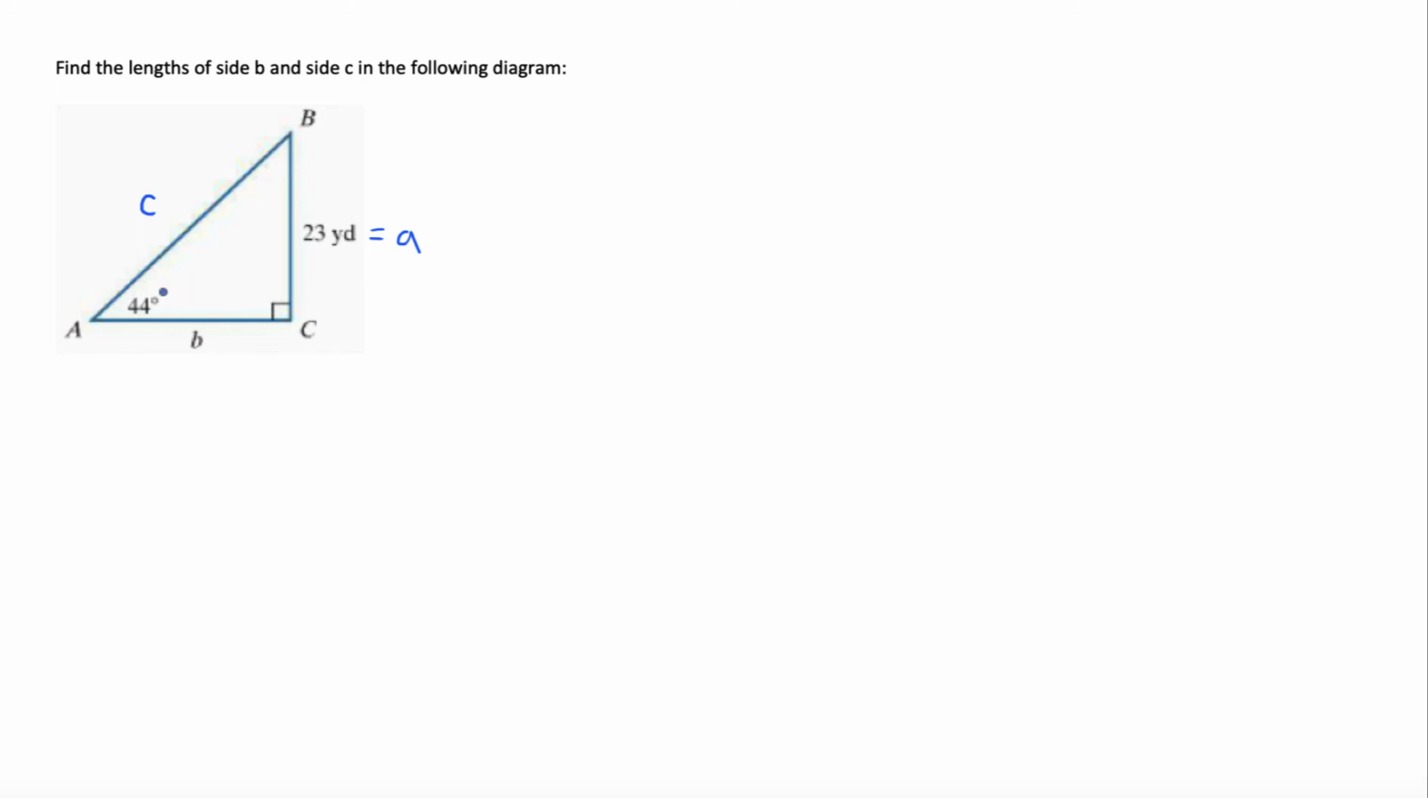So if we look at this angle, and let's say we want to find B, right? So in terms of this angle, this would be the opposite side. Okay, this would be the adjacent side. Remember, adjacent means next to. Right? And then this would be the hypotenuse. Okay? Let's think about that carefully, right?